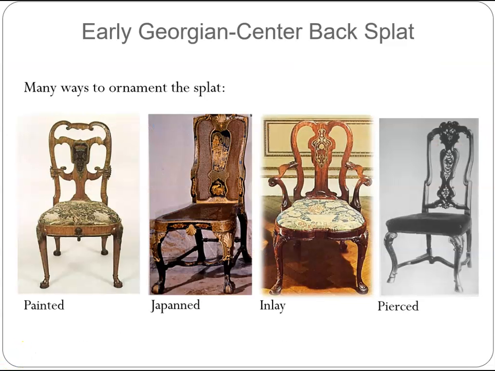In the early Georgian style, we will see that there are many ways to ornament the back center splat. The one on the left is painted, and I love these arms that are coming around and grabbing the back stiles. The next one is japanned. The one after that is inlay. You can see that inlay right here in a contrasting wood, or it could be inlaid with ivory. And then the one on the far right is pierced.